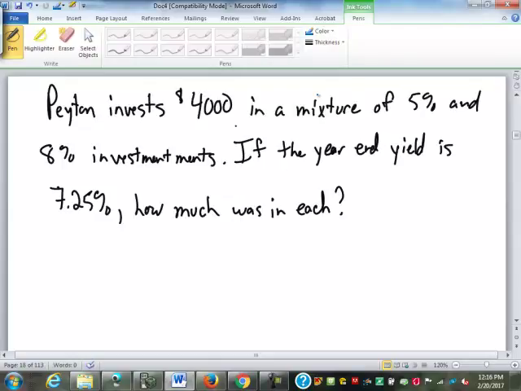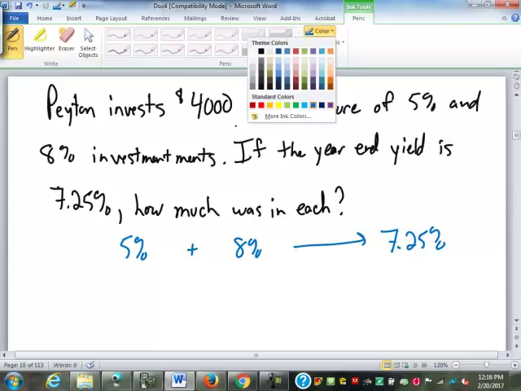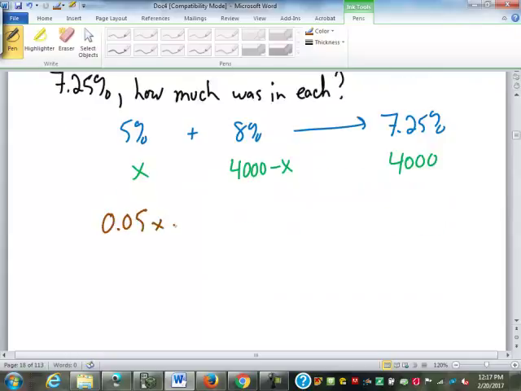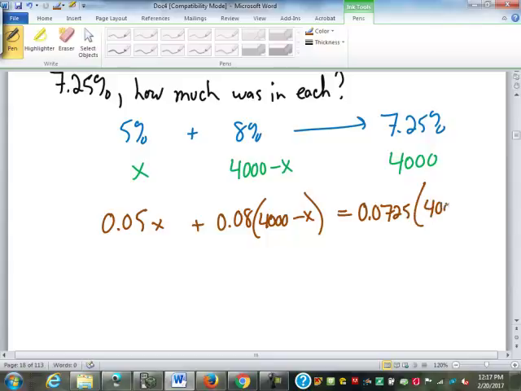So this one looks a little bit more like our solution problems. We have the 5% and the 8% that we are mixing, and the result is 7.25%. We know that the total invested was $4,000. That's going to go here. We don't know how much went for each, so I'm going to let X be the amount of 5%. The amount of 8% will be 4,000 minus X. So 0.05 times X plus 0.08 times 4,000 minus X equals, over here, 7.25%, which is 0.0725 times 4,000.